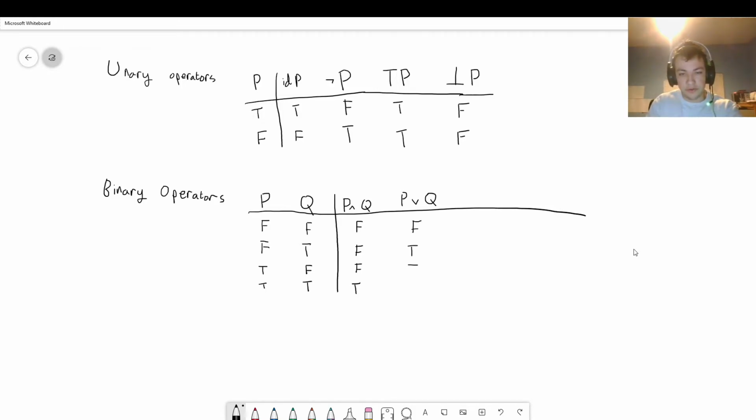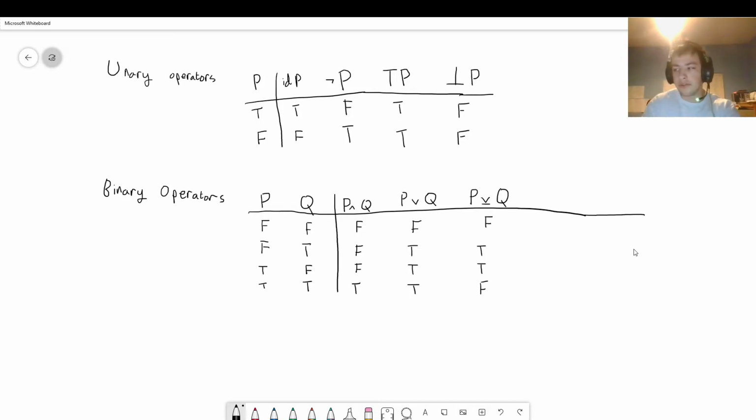Okay. So we start with the inclusive OR because that's more common, and so that's false and then true, true, true. And then we have the exclusive OR, either P or Q, so only one of them. That's false, true, true, false.